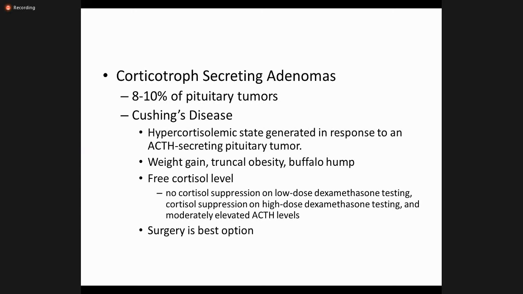And this condition is diagnosed by means of the high dose dexamethasone suppression test and a moderately elevated ACTH level. So the low dose dexamethasone suppression test is used for the diagnosis of Cushing's syndrome, not Cushing disease. Surgery is the best option for treatment of this condition.